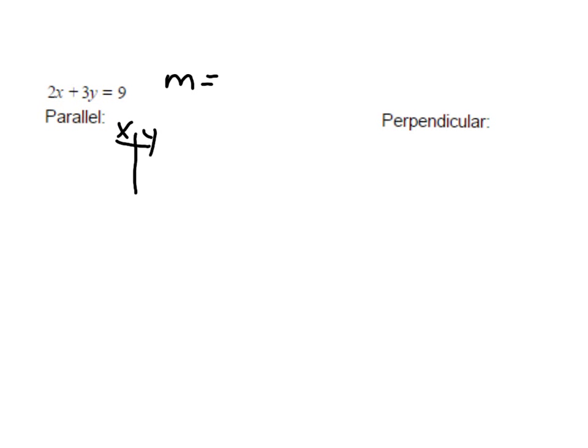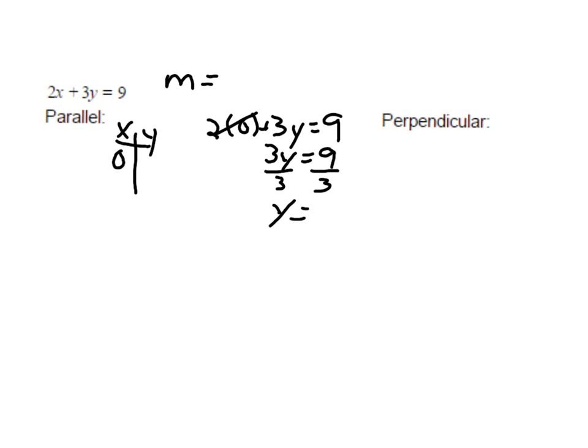X, Y. Okay, I look at this. I'm going to plug in 0 for X. So I know that 2 times 0 plus 3Y equals 9. Okay, that cancels out. 3Y equals 9. Divide both sides by 3. I can see that Y equals 3. Okay, so I have 1 point right there at 0, 3.